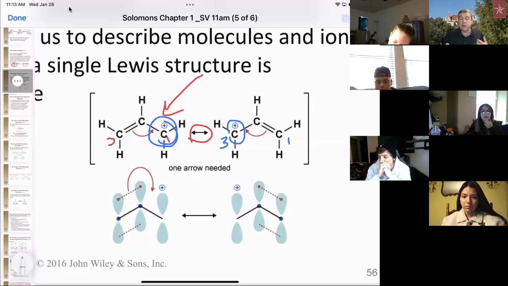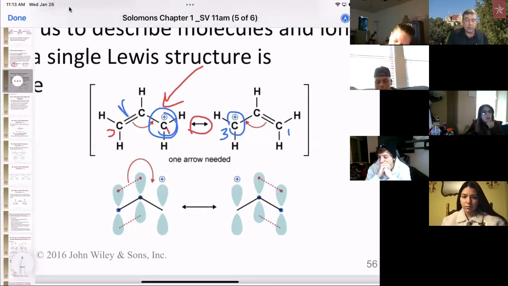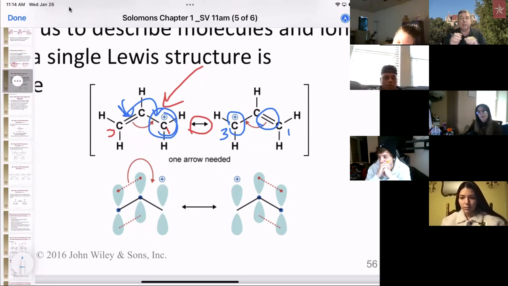Now, what does that look like? Well, all we're doing is we're moving these electrons right here over to here to create our double bond. So that double bond, which is a pair of electrons, is moving back and forth to generate those two Lewis dot structures that give us our pair of resonance structures. Okay, do we understand that that's what we mean by this? This is just kind of a way to keep track of where things are.